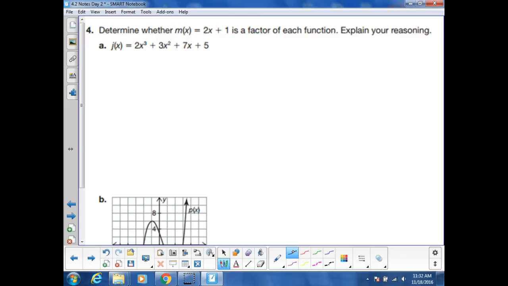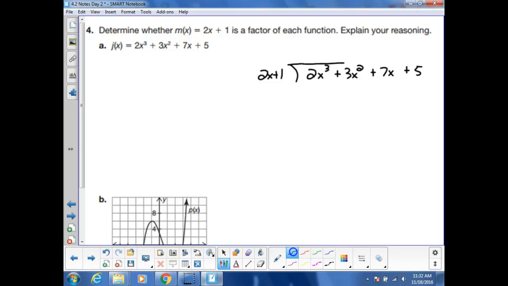So how am I going to determine if 2x plus 1 is a factor of j of x? Use long division. Long division, okay? So then 2x plus 1 would go on the outside, and inside would be 2x cubed plus 3x squared plus 7x plus 5.